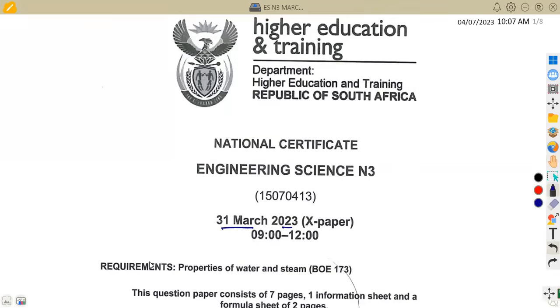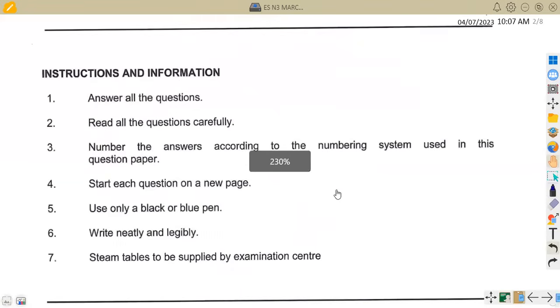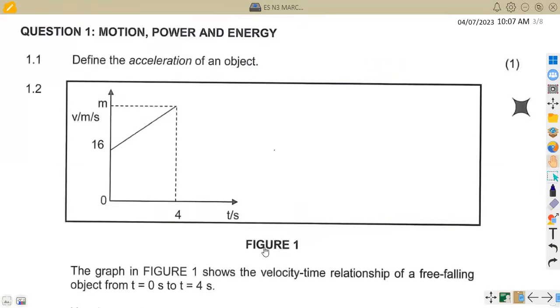So the requirements were the properties of water and steam, which means the steam table was needed. We'll see that one. Okay, so let's check what we are given in this case, our instructions, which are very, very important to note. In this case, read all the questions. Most importantly, number the answers according to the numbering system used in this question paper. All right. The others are there directly.